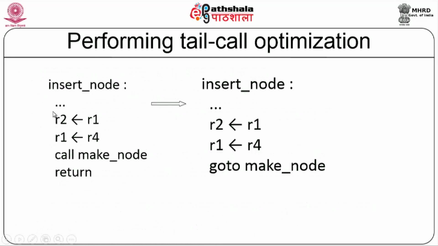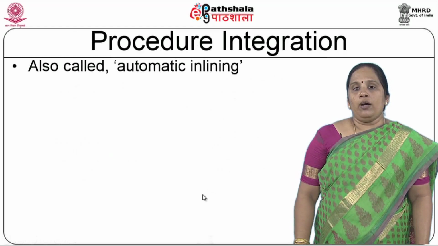For example, here insert node R2, R1, so you have to do a call make node and then return. So, what you basically do here is, rather than calling, you simply say go to make node and then delete the return statement after this. So, this is called tail call optimization. Exactly like tail recursion elimination, in tail recursion you just do it within the same loop itself. So, here you will do a go to that particular make node, okay. So, this is tail call optimization as against tail recursion elimination. Both are handled in a similar fashion, only by converting a procedure call to an iterative call, an indirect iteration basically. The next one is procedure integration versus automatic inlining.